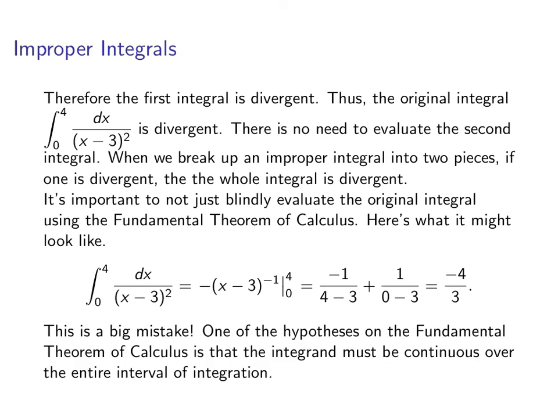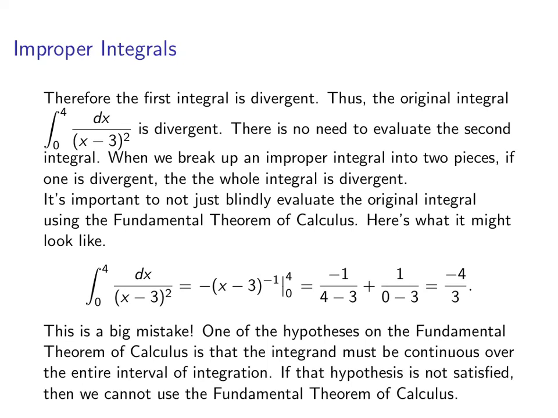One of the hypotheses of the fundamental theorem of calculus is that the integrand must be continuous over the entire interval of integration. If that hypothesis is not satisfied, then we cannot use the fundamental theorem of calculus. In this case, the function is not defined at x equals 3, so we cannot integrate it over the entire interval. That's why we have to break this up. The answer of negative 4/3 is simply not a right answer.